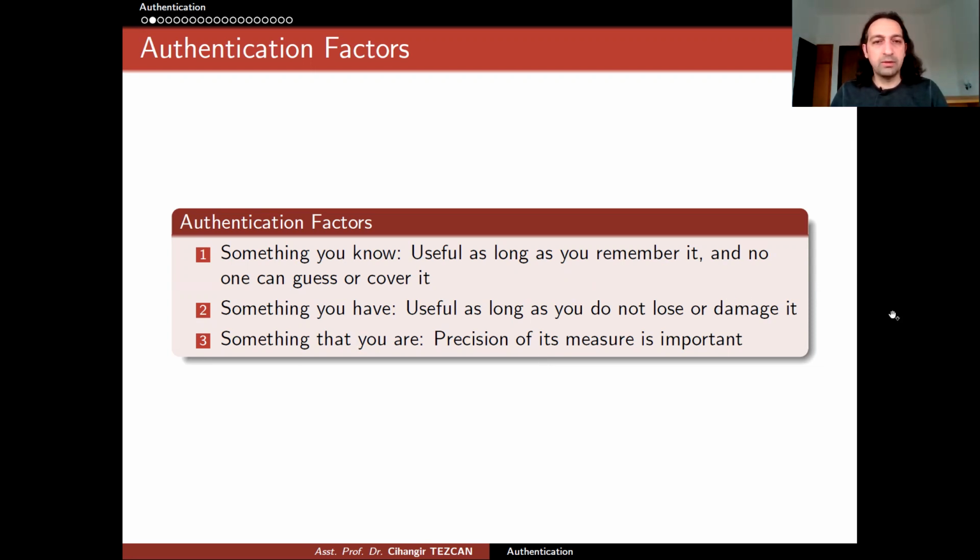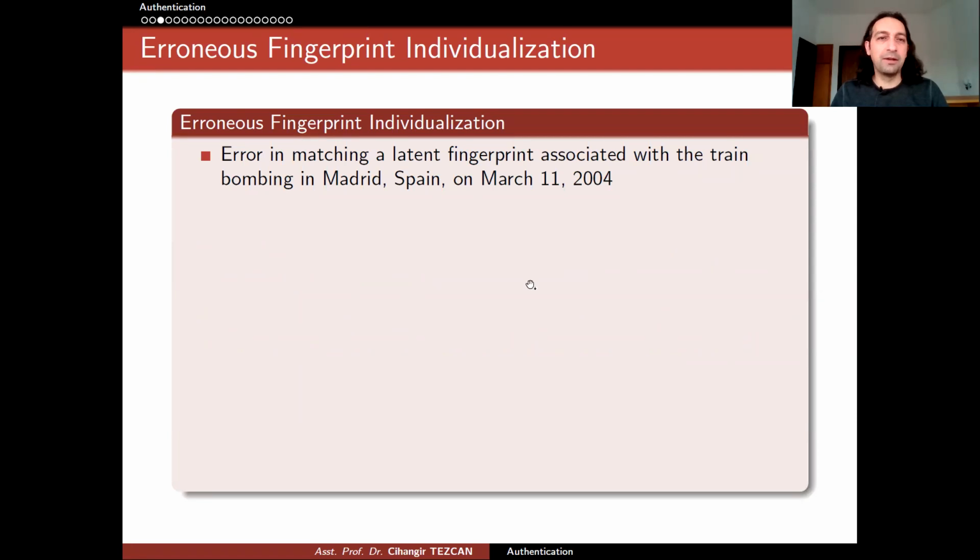So let me remind you with a real case scenario how things went wrong. There was an erroneous fingerprint individualization. There was an error in matching a latent fingerprint associated with the train bombing in Madrid, Spain on March 11, 2004. If you don't remember the situation in 2004, there was a bombing in a train, I think somewhere between Madrid and Barcelona. And the forensics people recovered the fingerprint from the crime scene. And when the FBI checked this fingerprint, it matched with somebody in the United States. But the problem was that that person has never been to Spain in his life. Actually, at the time of the bombing, he was in the United States.